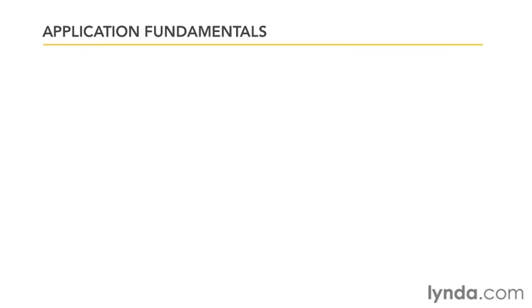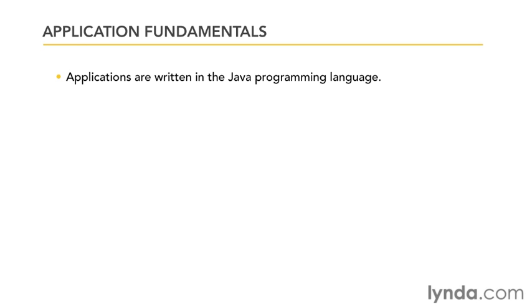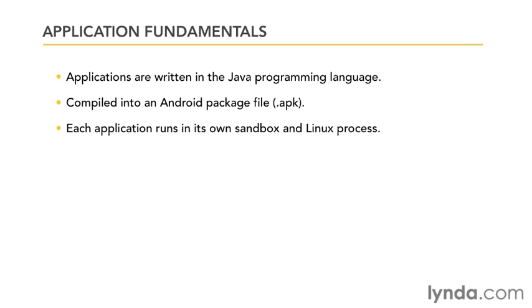So let's look at some application fundamentals. Obviously, Android applications are written in the Java programming language. When you write your application and compile it, you compile it into an Android package file, which is a .apk file. This APK file is the file that you upload to the Android market or the Amazon App Store in order to distribute to everybody with devices. Each application runs inside of its own sandbox, protected and isolated from other applications. And they also run in their own Linux process.